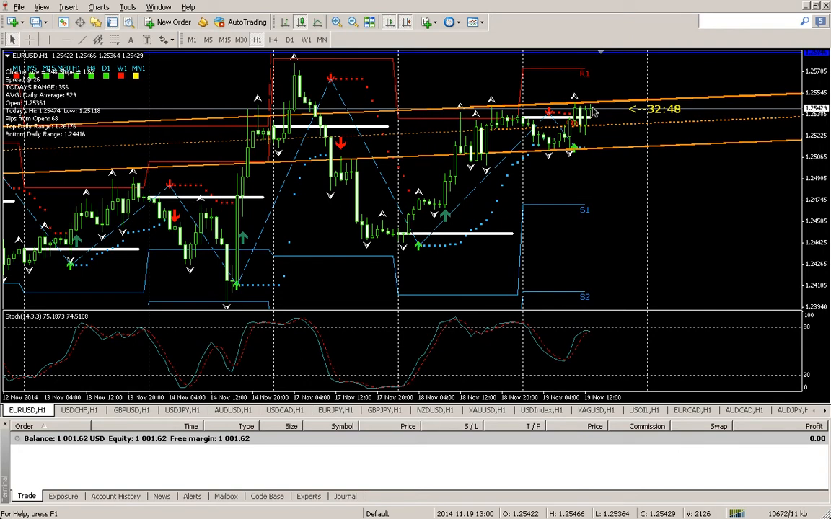sell the Euro USD. I'm sorry, if the data is bad, you can just wait for the breakout. Once the breakout happens, you can buy the Euro USD till the next level, to the first resistance. You can just take the profit out here.